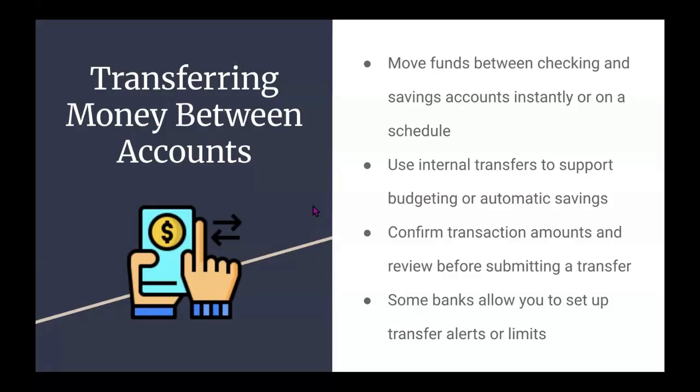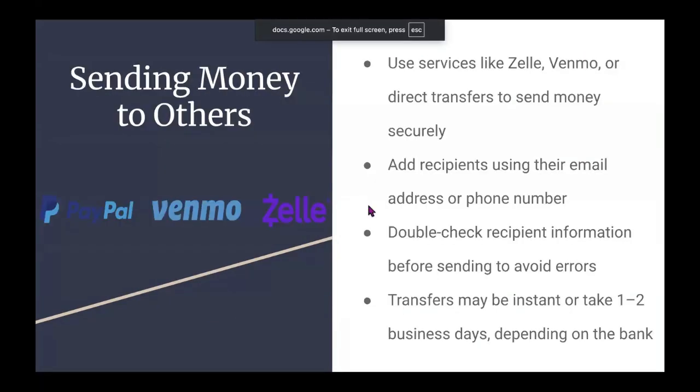So that also helps protect against anything that might be unauthorized, and adds that additional layer of security to dispute if needed. So for the next bit, we're going to be talking about sending money to others. For this, you can use services like Zelle, Venmo, or any direct transfers, like PayPal, to send money securely. You can add recipients using their email address or phone number, and then double check the recipient information before sending to avoid any errors. And transfers may be either instant or take 1 to 2 business days, depending on the bank.